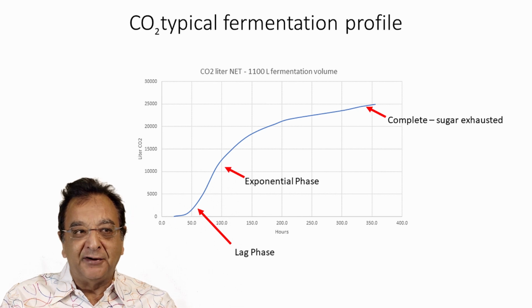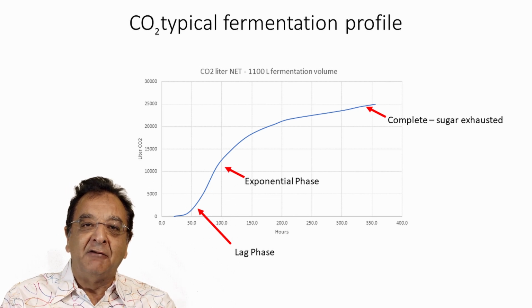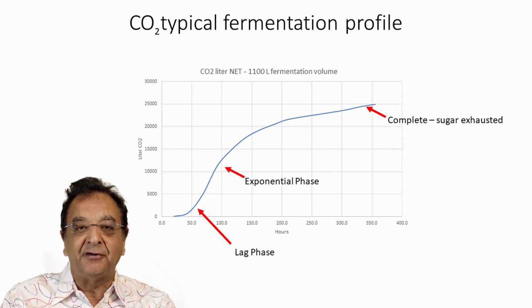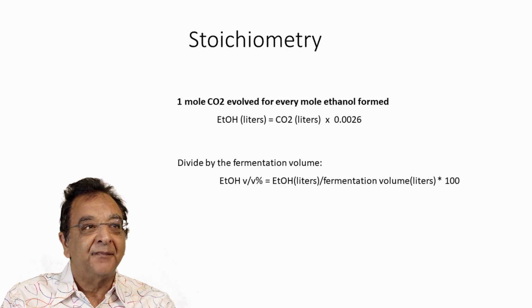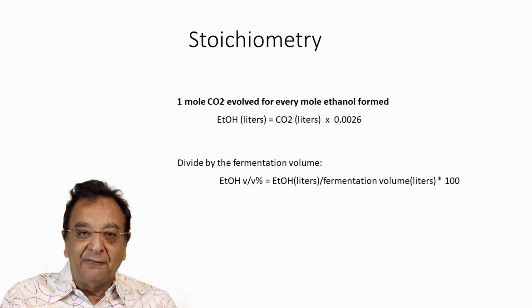So, two points here. First of all, just by monitoring CO2, you get a good idea of what your fermentation is doing. What I said to you earlier, metabolic parameters. Are you growing? Are you making alcohol actively? Or are you done making alcohol and your sugar is done, consumed, finished? Now, let's look at it a little more carefully.